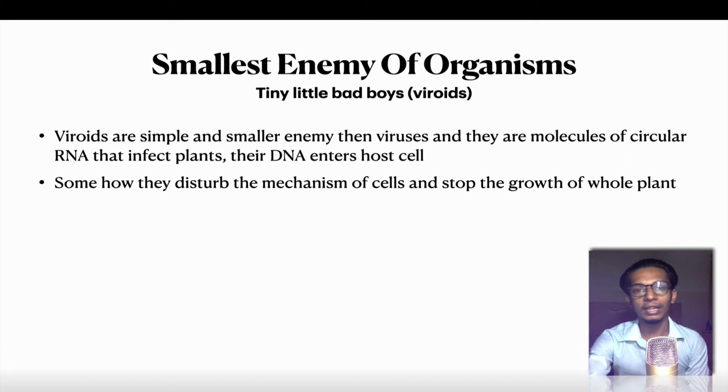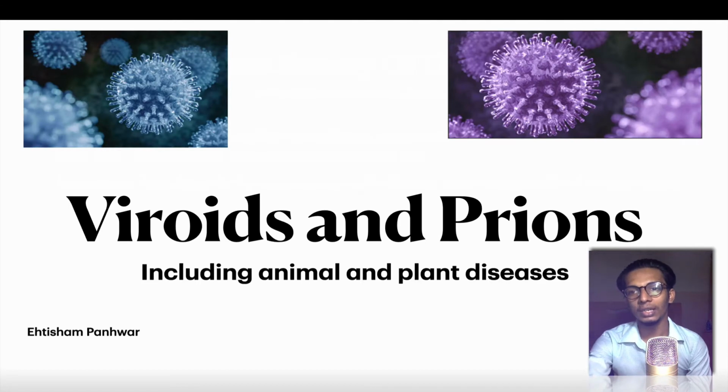Smallest enemy of organisms, as I told you, tiny little bad boys, viroids. Viroids have a very simple structure and are a smaller enemy than viruses, and they are molecules of circular RNA. They are shaped as circular and they just have an RNA, nothing more than that. They don't have a tailpiece, they don't have a sheath, they don't have a neck, they do not have anything else except one RNA surrounded by a circular body as shown in this picture.